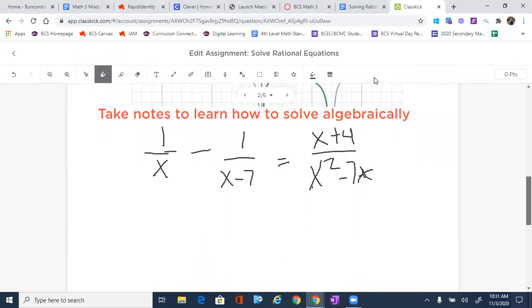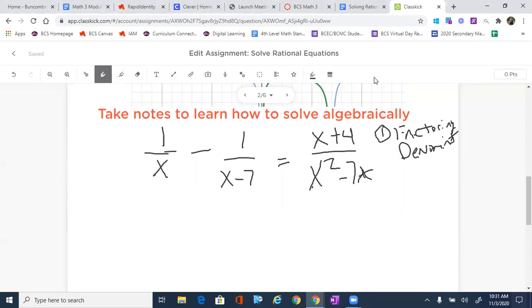All right, so we have 1 over x minus 1 over x minus 7 equals x plus 4 over x squared minus 7x. And in the problem, they were originally k's, but we just switched them out for x's to make them a little bit easier. So the first thing we are going to do is focus in on factoring the denominator.